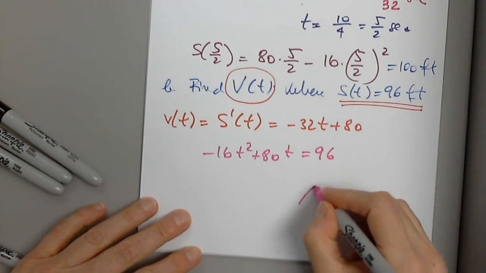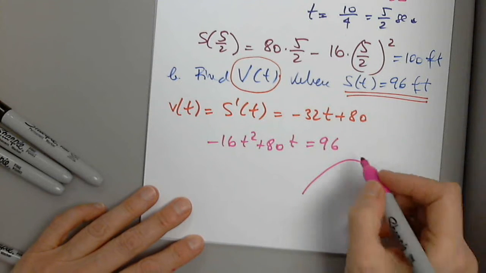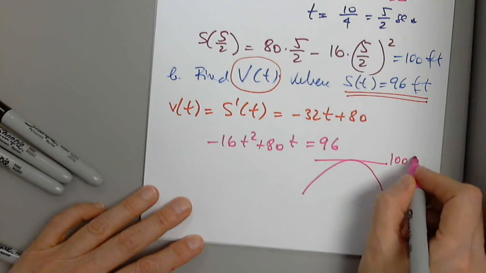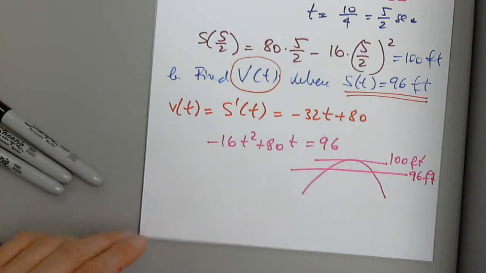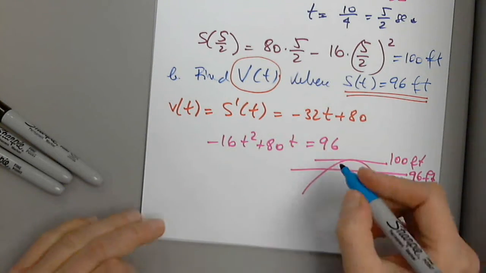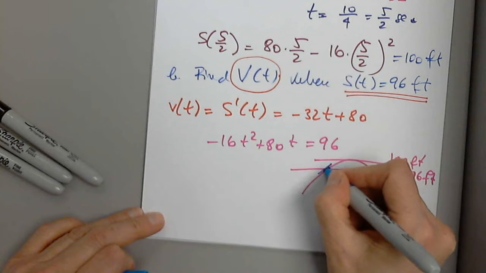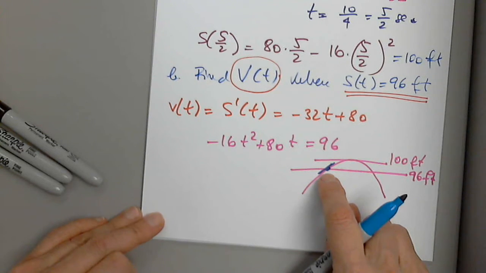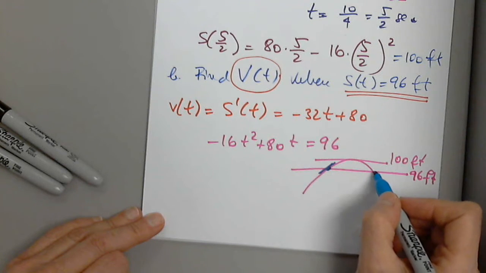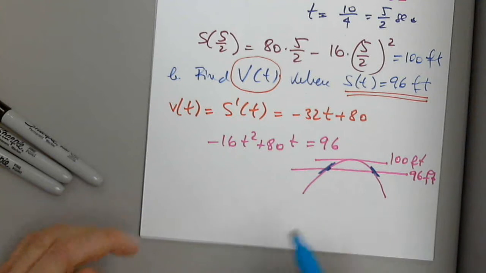So we know that this is the trajectory of the ball. We know that this height is 100 feet. We know somewhere here is 96 feet. So obviously, at this point, this slope is the instantaneous velocity at that point. That's what we are going to find, the slope of this line. And then at this point, the slope of this line.